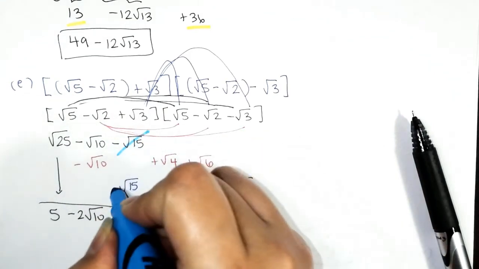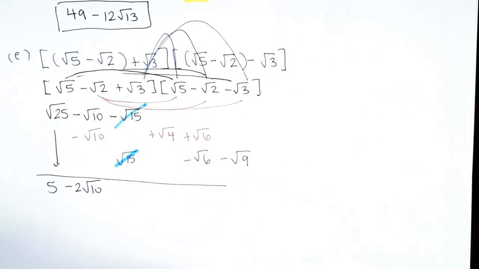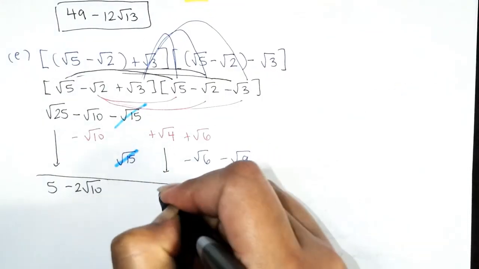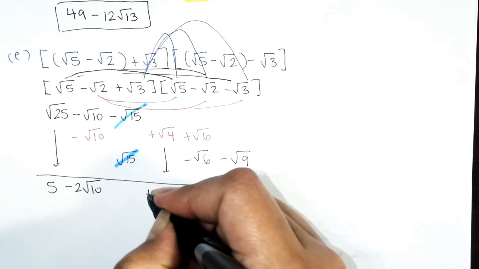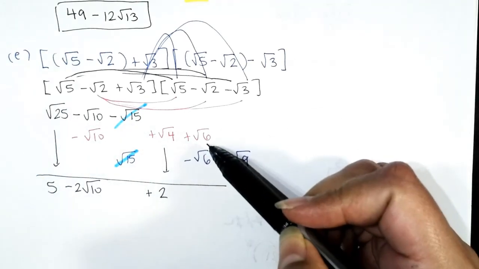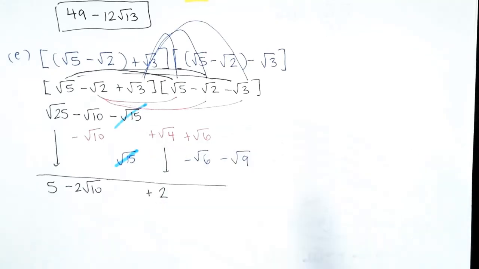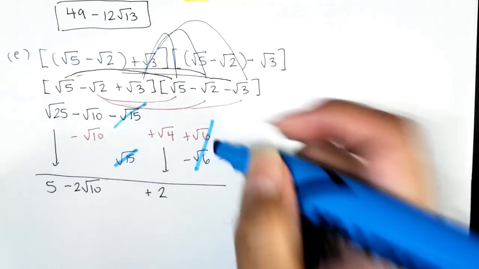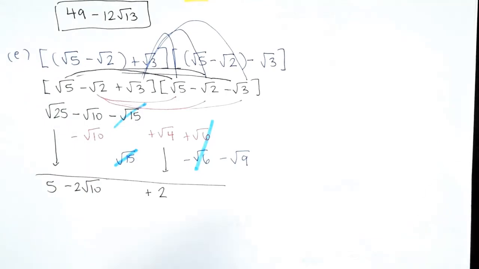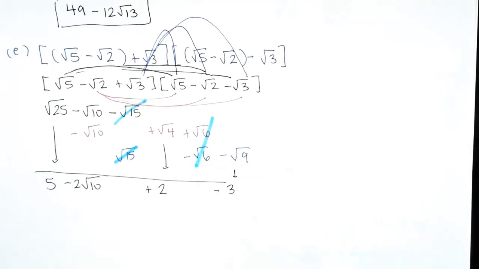So let's slash them out for dramatic effect. Square root of 4, that simplifies to 2. I'm going to put a plus sign because it's not the first term in this expression. Square root of 6 minus square root of 6, well, something minus itself is 0, so they cancel out. And then we have minus square root of 9, which evaluates to 3. So that is our solution.